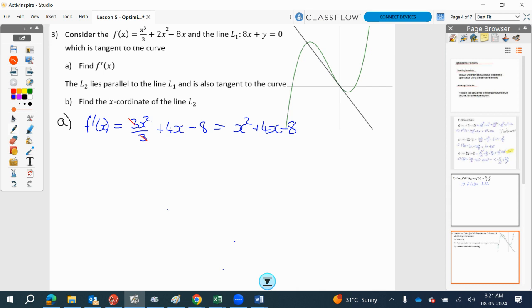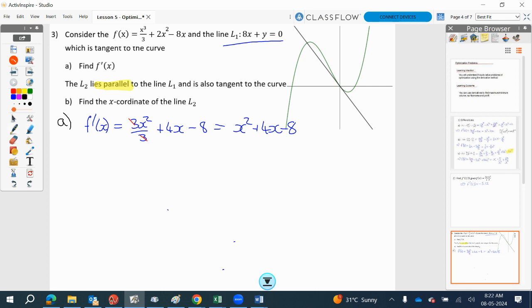Next, part 2 is a problem solving question. Typically you'll get something not quite worded in the same way as what you've seen before. Line 2 lies parallel to line 1. So line 1 is given here. Line 1 and line 2 are parallel. What does the word parallel mean?